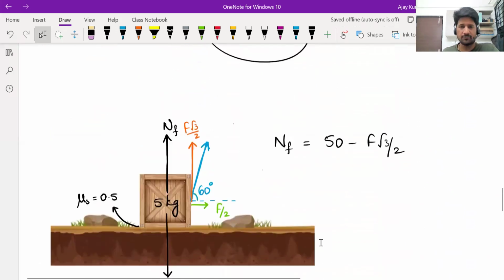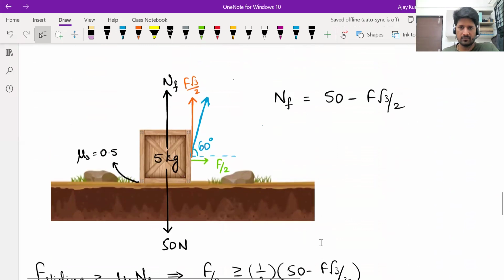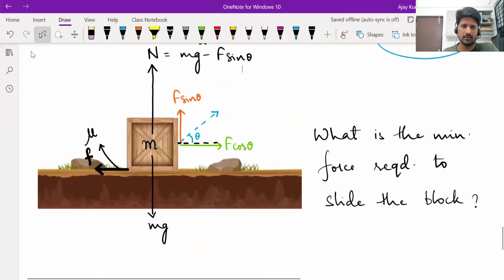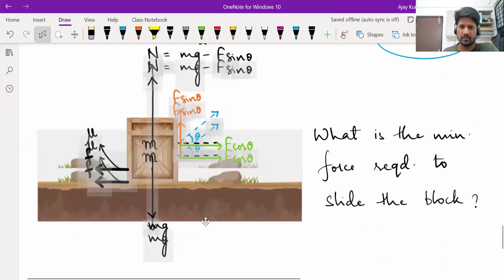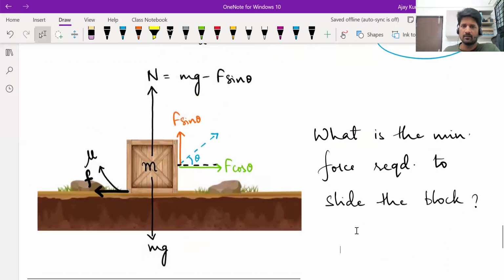Previously also that is what we had written. N is 50 minus F root 3 by 2. 50 was mg there. So we are doing the same thing here. Vertical equilibrium will give us the magnitude of the normal force.